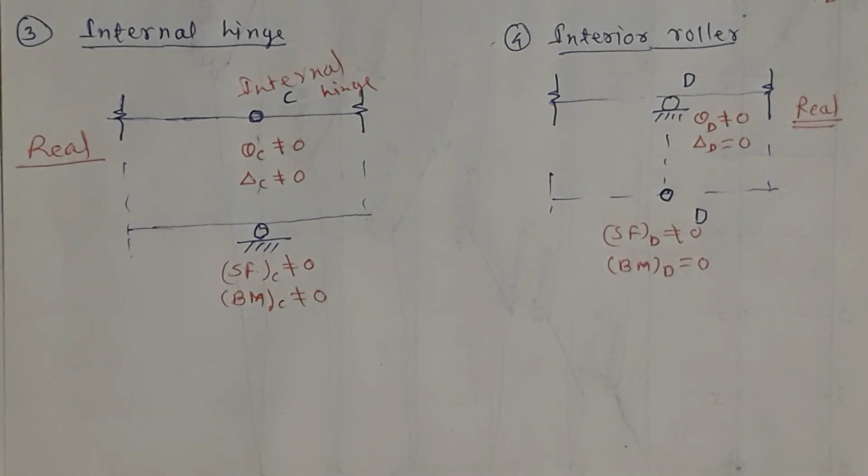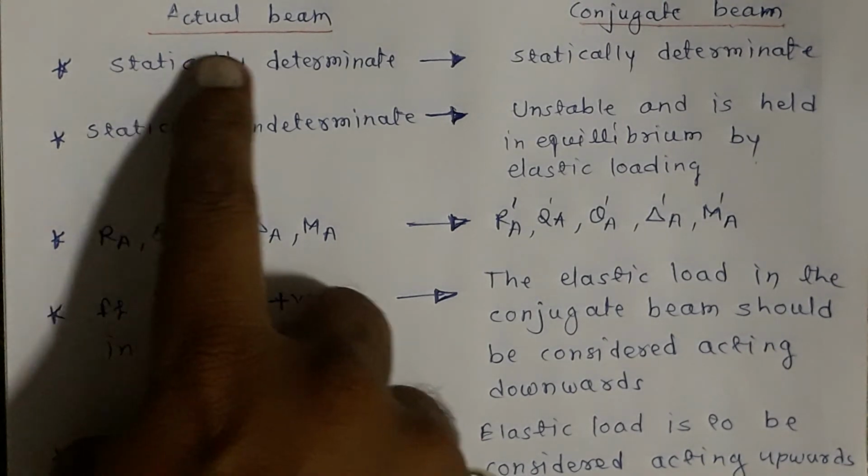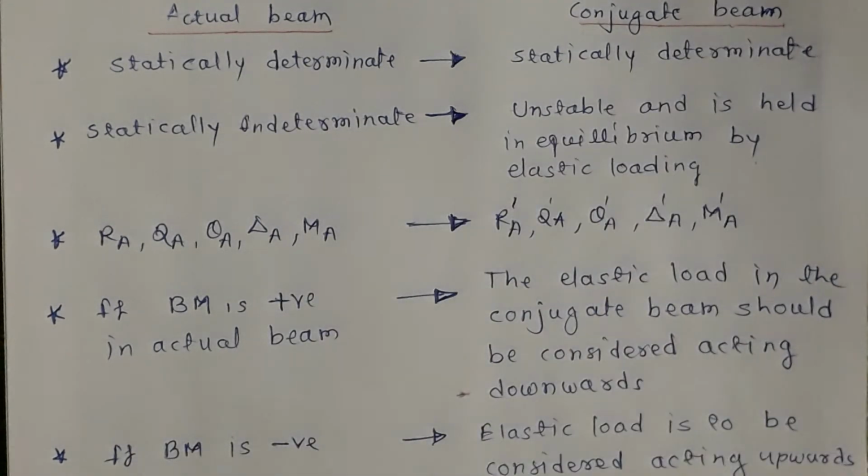The fixed support becomes free, the free end becomes fixed, the hinge support remains hinged, the roller support remains roller, the internal hinge becomes interior roller, and interior roller becomes internal hinge in case of the conjugate beam. Now I want to discuss few more points. I have shown two columns over here. One is for actual beam, another is for conjugate beam.